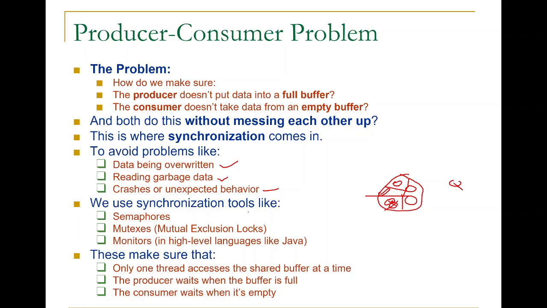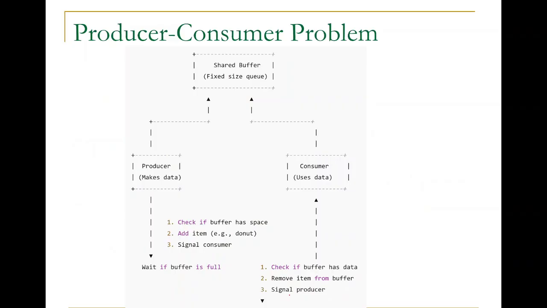So we use synchronization tools like semaphores. We use mutexes, what we call mutual exclusion locks. We use monitors, in high-level languages like Java, to arrange process synchronization. This makes sure that only one thread accesses the shared buffer at a time. The producer waits when the buffer is full, and the consumer waits when it is empty, just like the case of the donut. So that's how the producer-consumer programs are being handled.